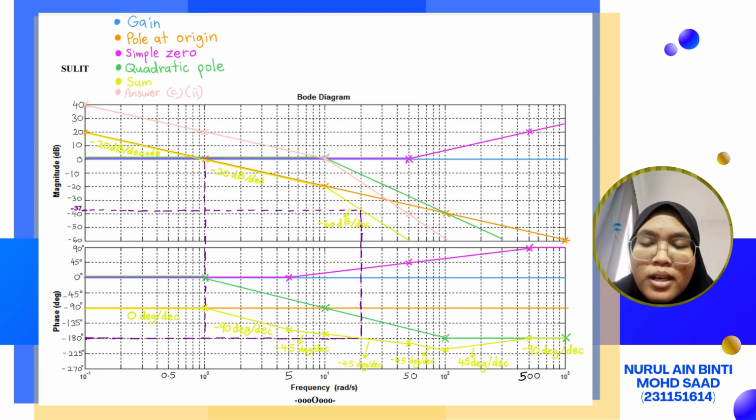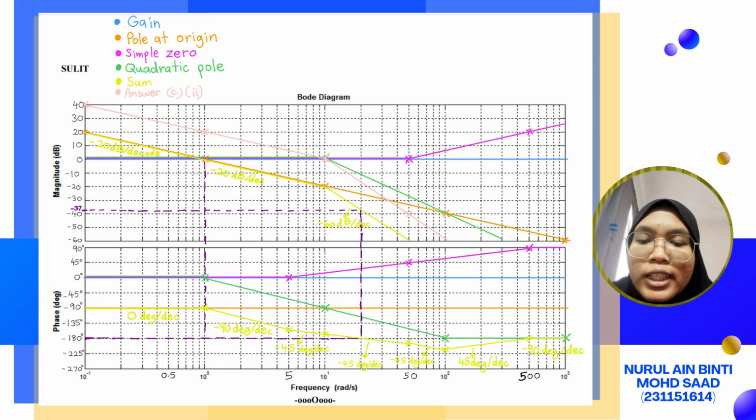For the phase diagram, I start the gain from 0 degree, and it is a straight line until the end. For the orange line, which is the pole at origin, I start from negative 90 degree, and it is a flat line. And then simple zero, it starts from 0 degree, and at the cut-off frequency of 5 radian per second, the line starts to shift upward until 500 radian per second, and then it goes to a flat line at 90 degree. And then the final line is negative 90 degree for the sum.